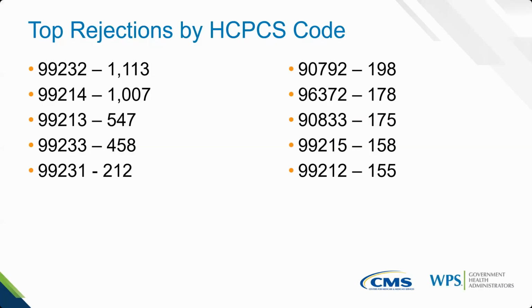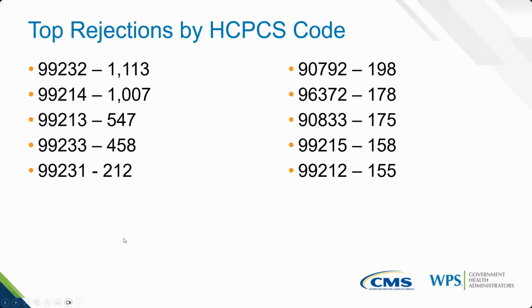96372, another top rejection by HCPCS code, is an injection under skin or muscle. I'm not sure why this rejected, but I can tell you that it may be a situation where we're not paying for the drug, so we're not going to pay for the administration. I would need to look at the codes on that remittance to tell you for certain why 96372 rejected. And then, of course, the 90833 is a psychotherapy code. And the last two are more office visits.